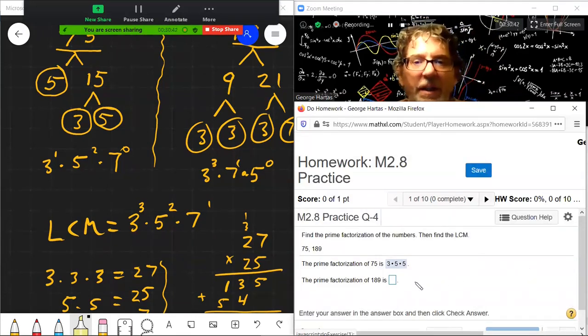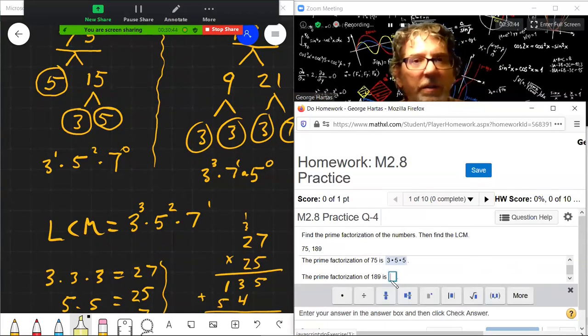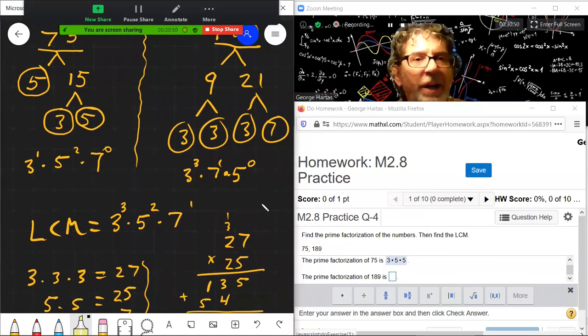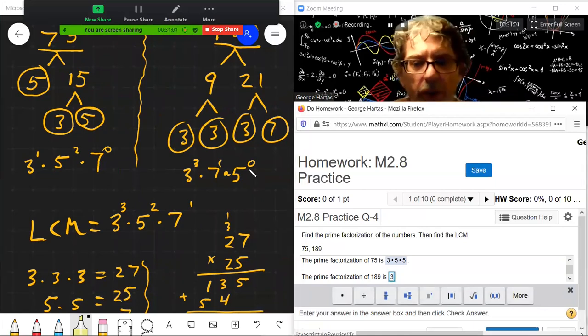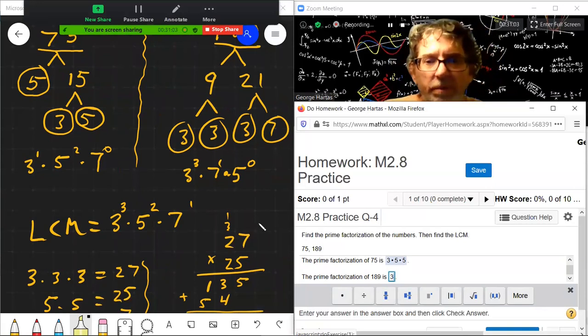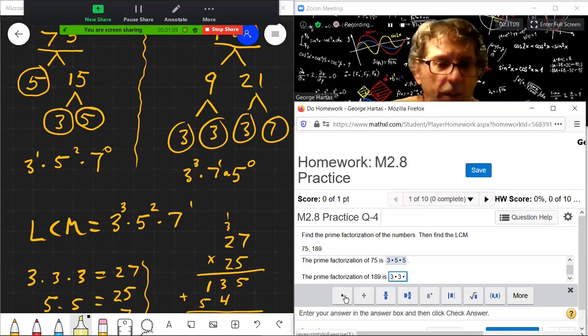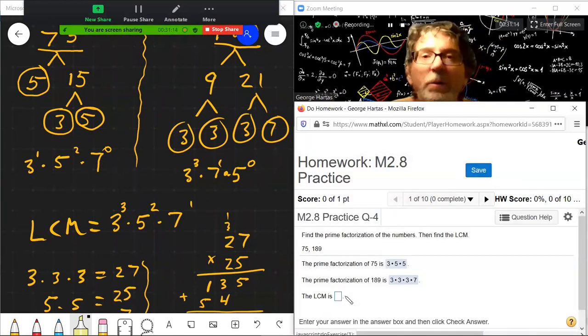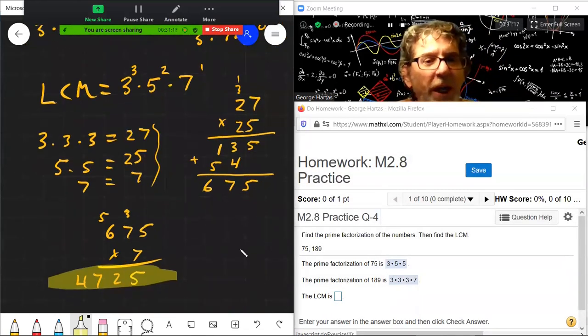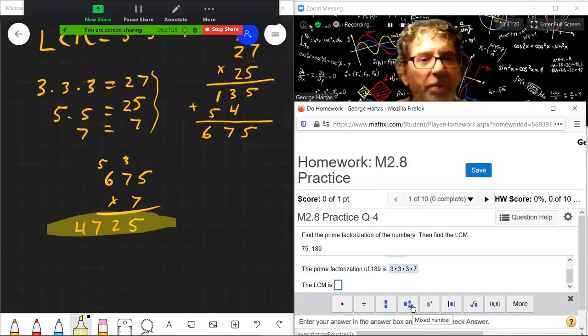See that? I kept my cool. I didn't push the emergency button. I was close. So that's what I expect of you too. Just relax. If something's wrong, see if you can figure it out. All right, so for 189, the prime factorization is 3 times 3 times 3 times 7. And now we'll see if I'm right. I'm still not out of the woods yet, so let's see. Pressure's on.